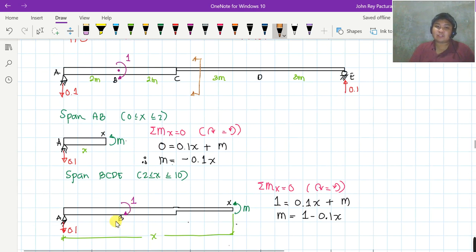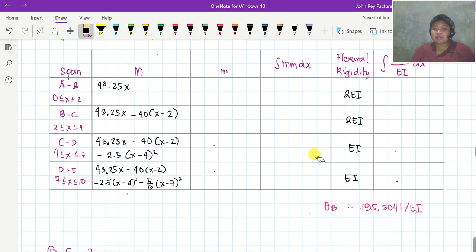So, ngayon, ilagay mo na yung concentrated moment na 1 dito, but still 0.1 siya. So, summation moment at x equals 0, clockwise moment equals counterclockwise. So, yung 1 natin is clockwise. Therefore, 1 equals 0.1x plus the small m. So, yung small m natin is 1 minus 0.1x. So, ayan, na-establish na natin class yung mga moment functions considering the unit concentrated load, unit concentrated moment. So, ang next solution na lang natin dito class is itatabular na lang natin siya.